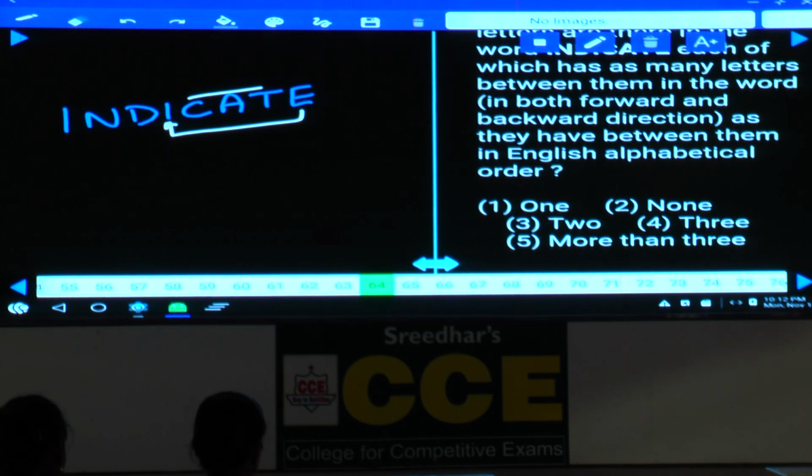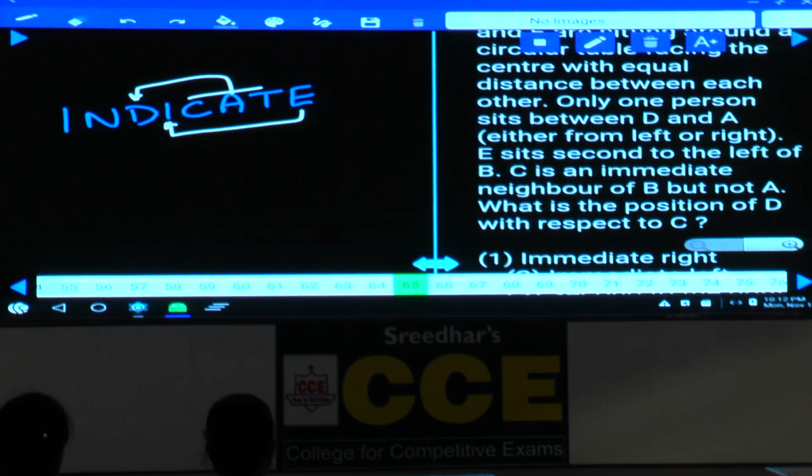Next one, A, B, C, D. Now between A and D, there are 2 letters here. There also we have only 2 letters. And C, D, E, F, that's it. Hence how many pairs we have? Only 2 pairs, that is choice 3. 64, choice 3. Then coming to 65.